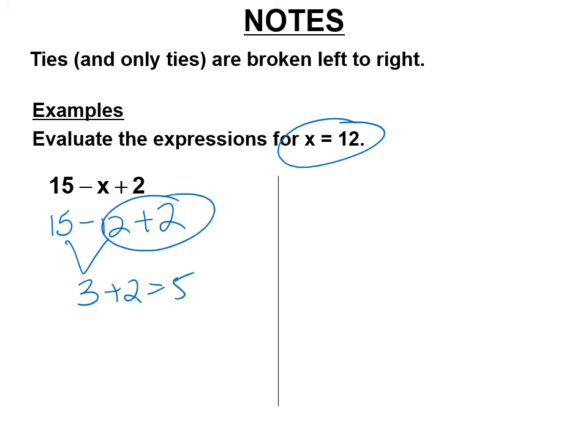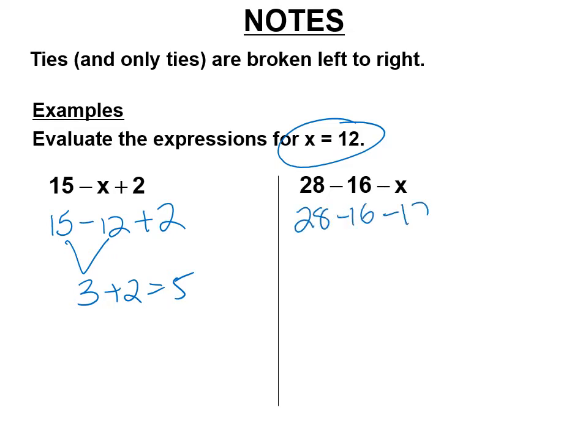Notice, if you try to do 12 plus 2 first, you get 14 and you get an answer of 1. It's wrong, also known as the wrong answer. Ties have to be broken left to right, but you don't do the entire problem left to right. You just break your ties left to right. So here's another tie. We have 28 minus 16 minus 12. So we have to do this one first. 28 minus 16 is, I think, 12. Yes, it is. And 12 minus 12 is 0.